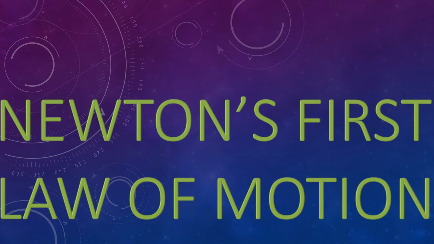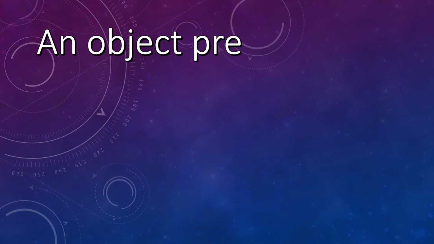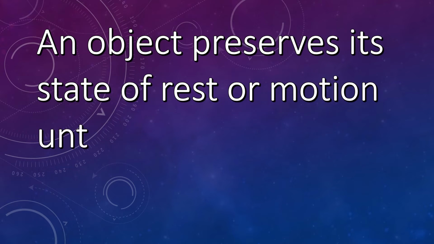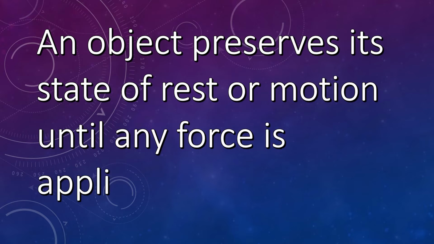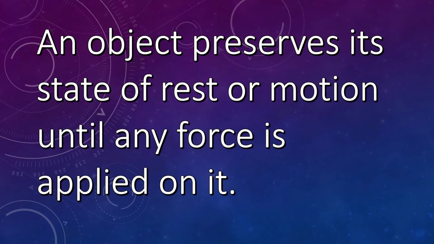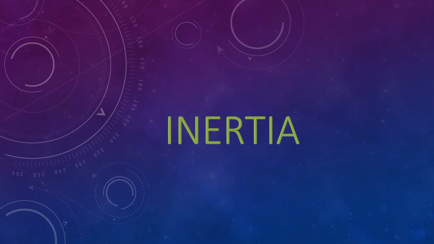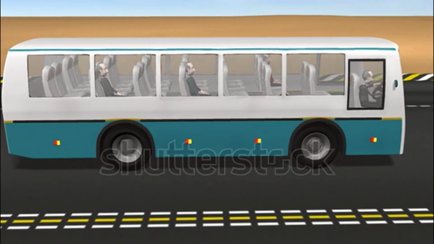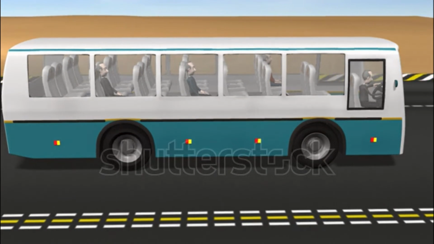So according to Newton's first law, an object preserves its state of rest or motion until any force is applied on it. Now the question is, why does this object want to preserve its state? And a direct answer to this question can be inertia. So inertia is the property, or one can say resistance, to change the state of the object. It preserves the state of motion or rest for the object.